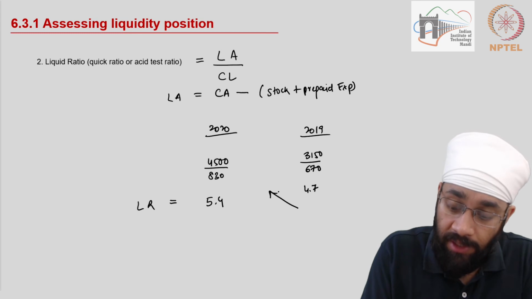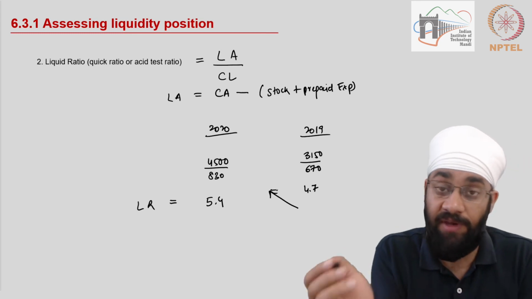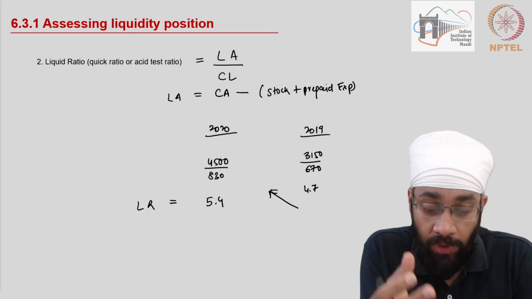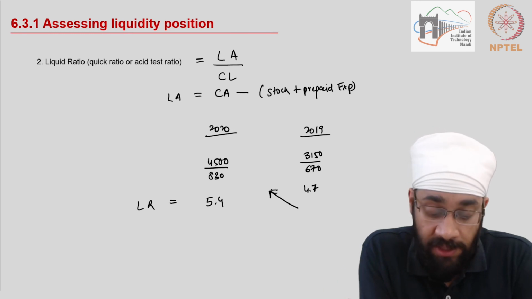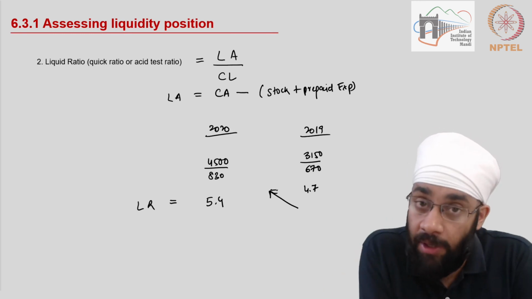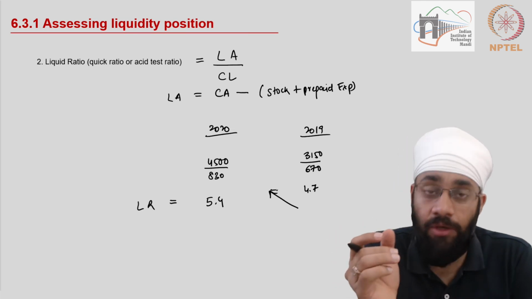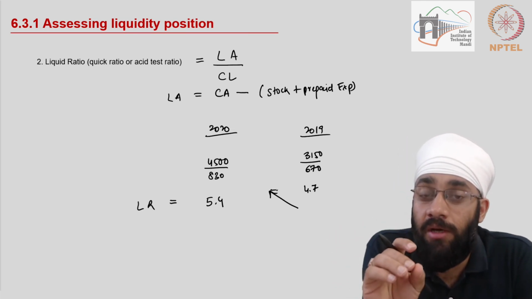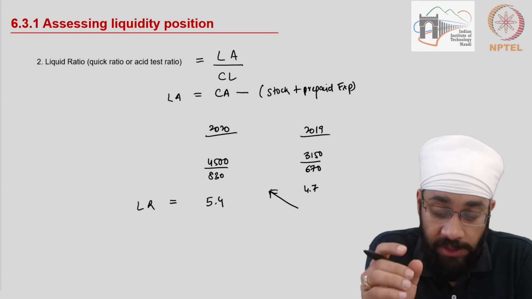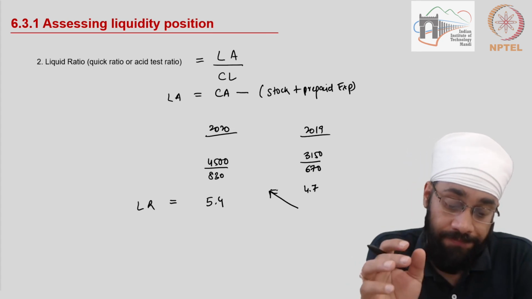Again, the trend is upward, and your liquid assets are 5.4 times the current liabilities, which is again a good position to be in. But again, the caveat is that you have to look at the industry ratio. You have to look at your competitors before coming to a conclusion.